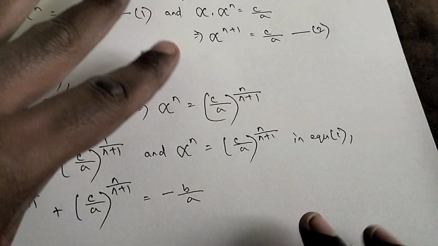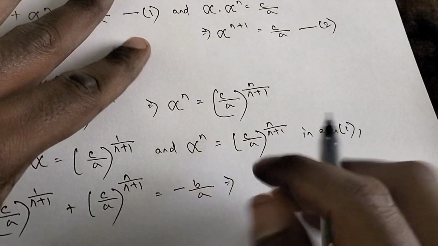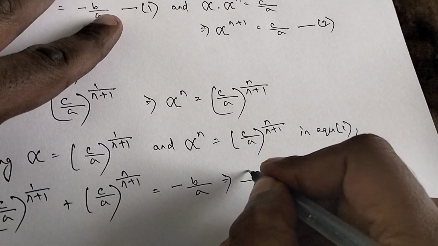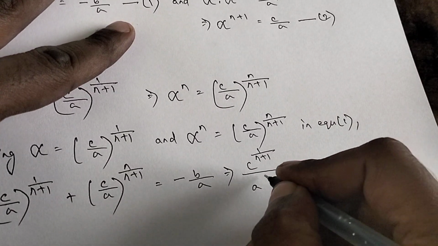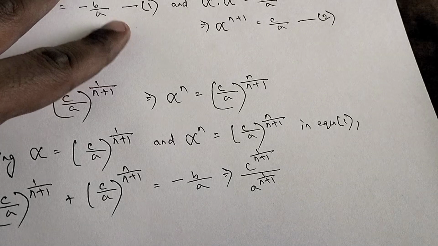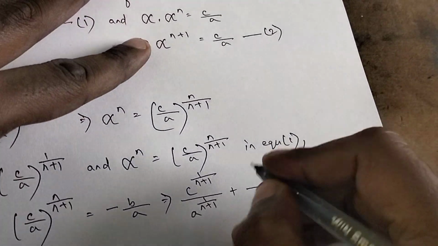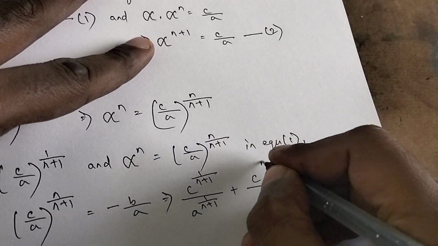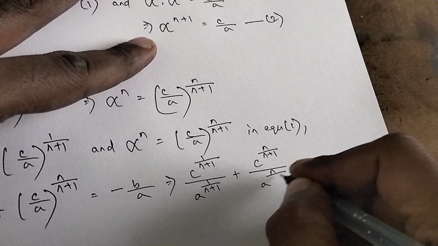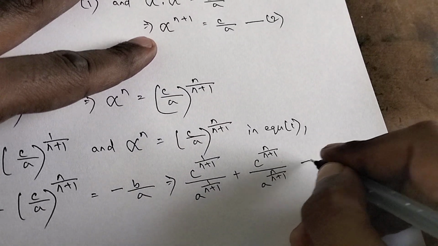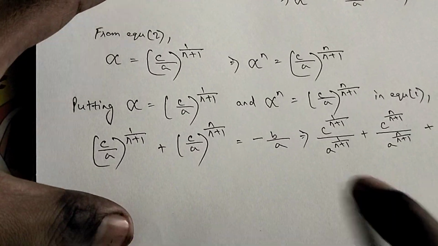Clear? We can write this line like this: c to the power 1 by n plus 1, over a to the power 1 by n plus 1, plus c to the power n by n plus 1, over a to the power n by n plus 1, plus b by a. Here it has been written as minus b by a.